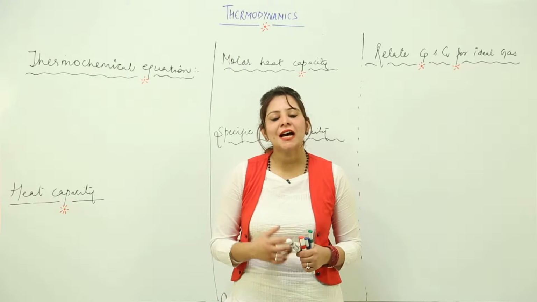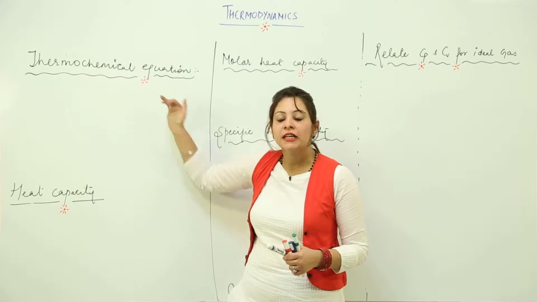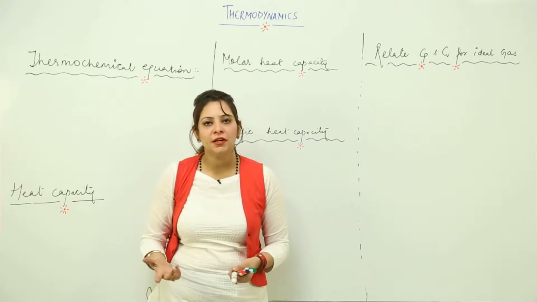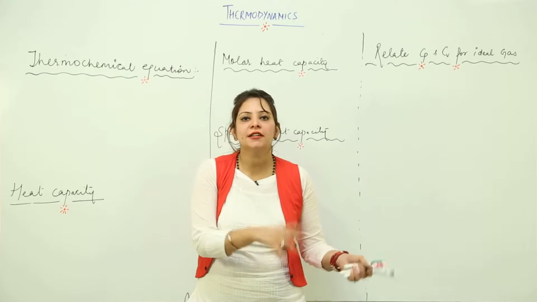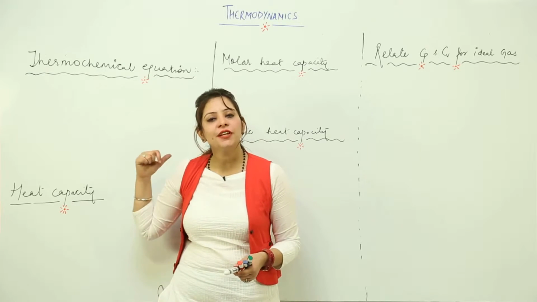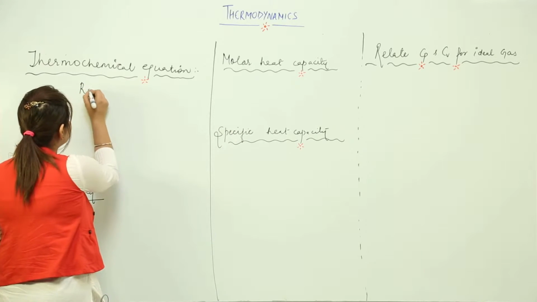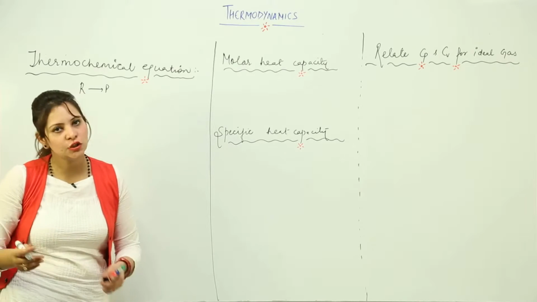Now we are going to start with the topic: what is a thermochemical equation? See, what information is revealed by all chemical equations? It just reveals what the reactants are and how the reactants form products. In the case of a thermochemical reaction, we come to know about the conversion of reactant to product, and moreover we get the information regarding the energy exchanges.